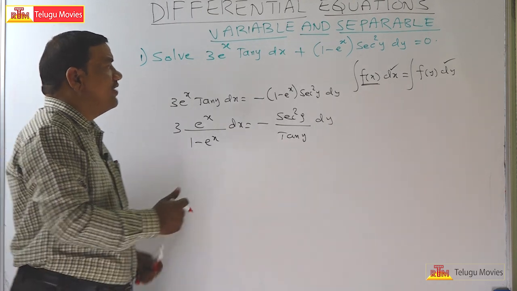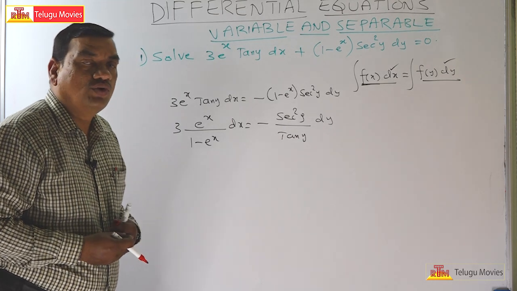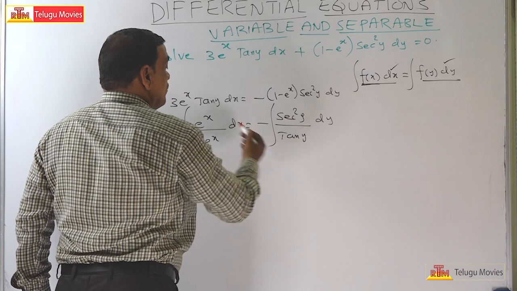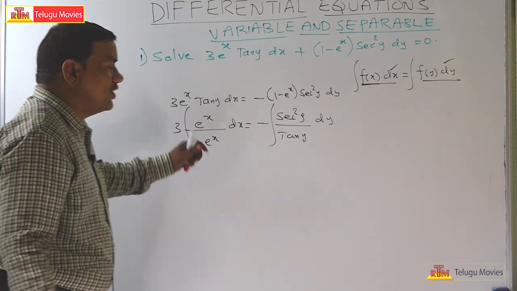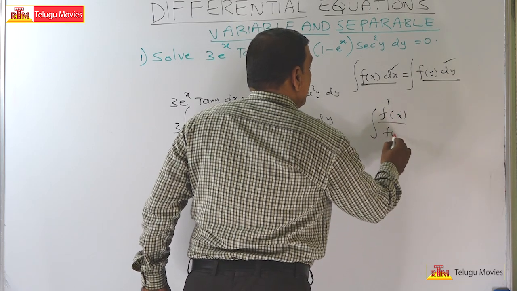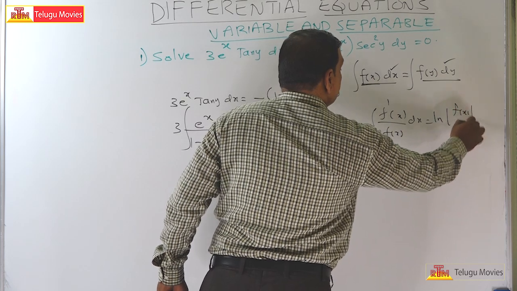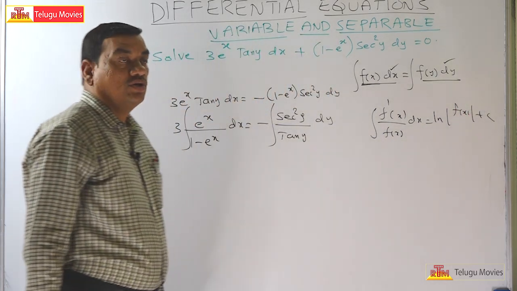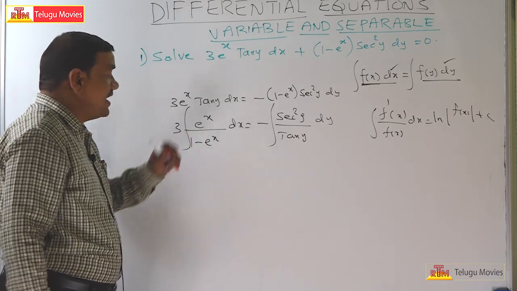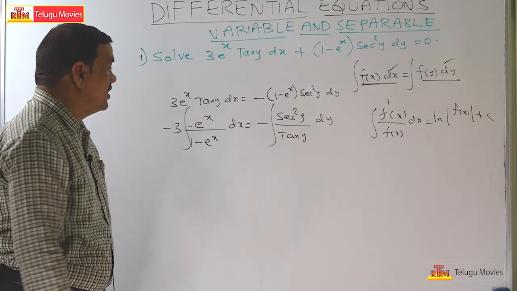Okay, now everything is over. Then what do we have to do? We have to integrate on both sides. So let us integrate on both sides. We know one very important formula in integration: the integral of f dash of x upon f of x dx is equal to ln of f of x plus c. Here also, the derivative of 1 minus e power x is how much? Minus e power x. So the minus is needed, keep the minus here.